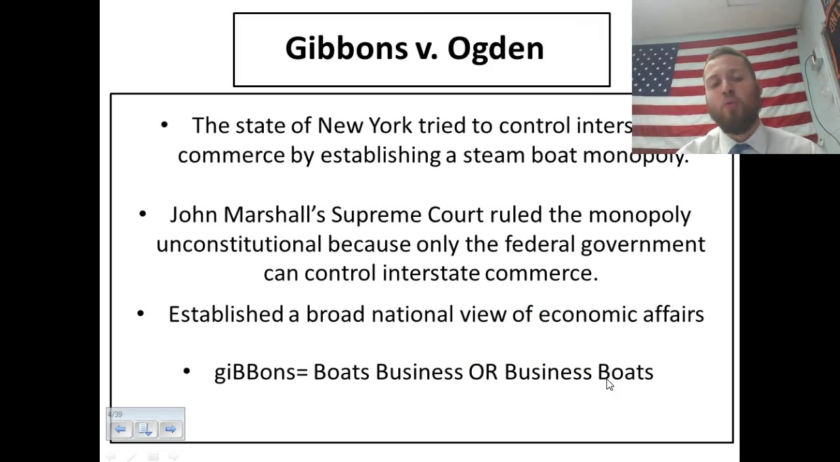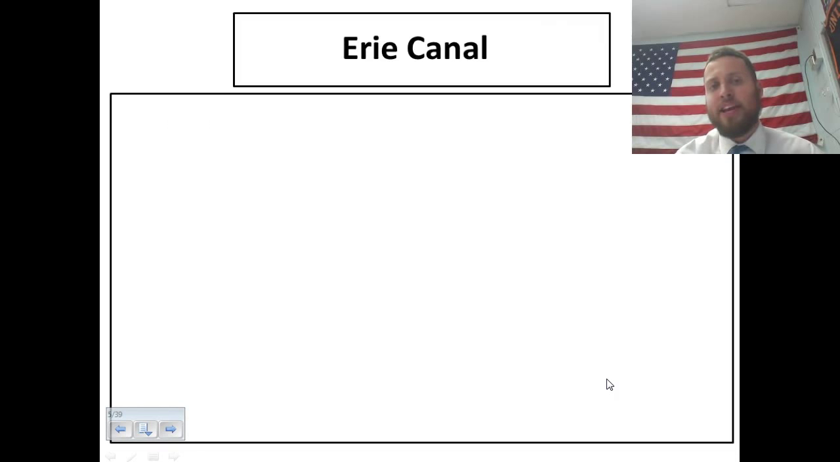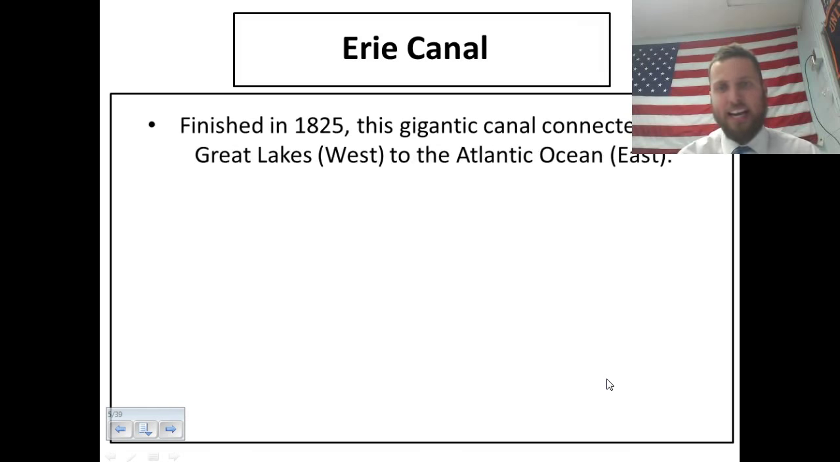Hey, we do one more card, and then we got all of our cards done for our first big quiz. Let's talk about the Erie Canal real quick. Erie Canal, big old man-made, I mean, you could almost call it a river, man-made ditch that connected the Great Lakes to the Atlantic Ocean. Please write this. Finished in 1825, this gigantic canal connected the Great Lakes, which is the west, to the Atlantic Ocean, which is the east. East and west were connected because of the Erie Canal.